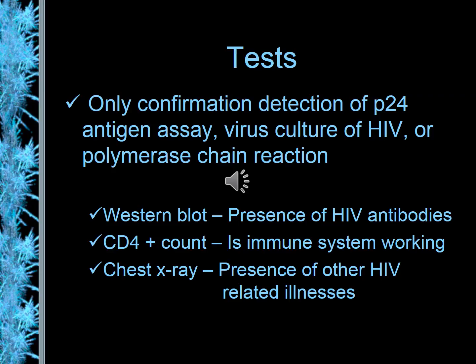When we look at testing for HIV in kids, again, when we do it right after birth, usually there are positives, but that's because of the antibodies from mom. So when we look at testing for kids, remember that the only true confirmation of HIV is done through the detection of the P24 antigen assay, a virus culture of HIV, or the polymerase chain reaction.